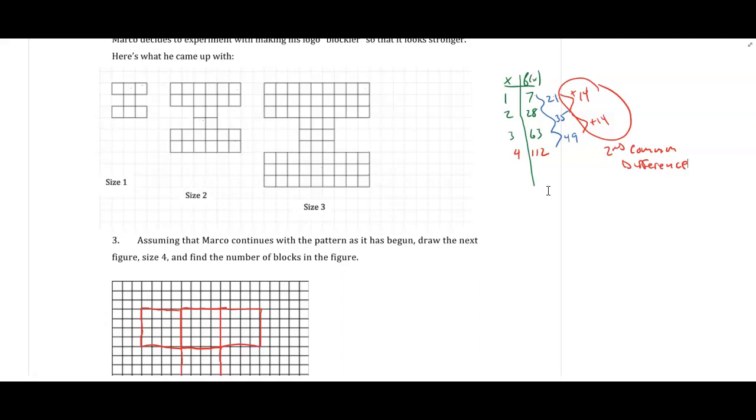Actually, let's take a second, and I want you guys to try and figure a rule out on your own. Then I want you to be able to try and explain what you got for your rule. Okay?